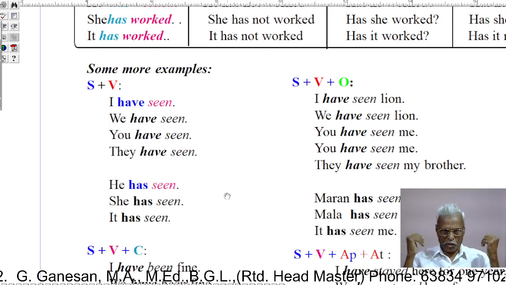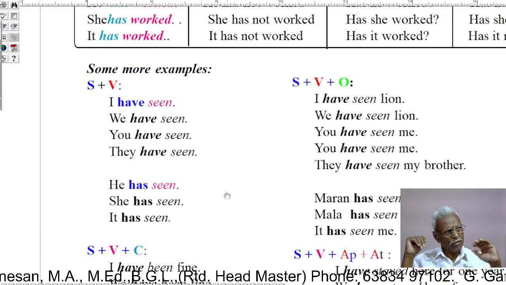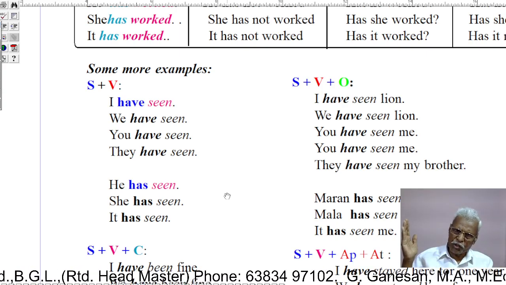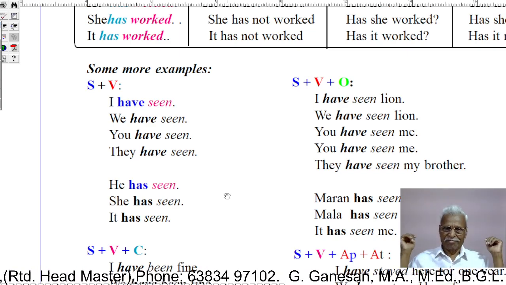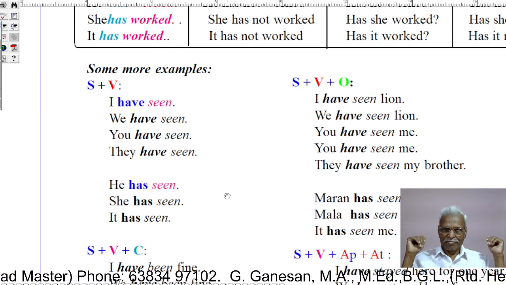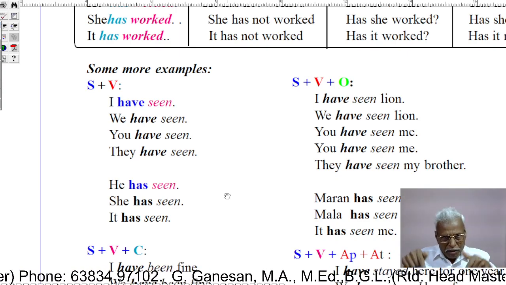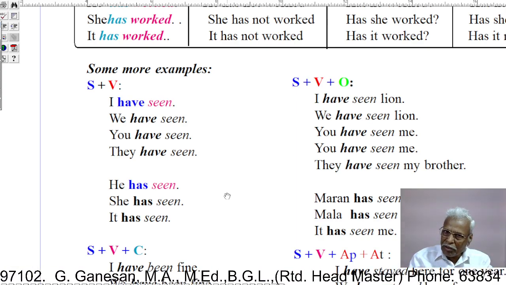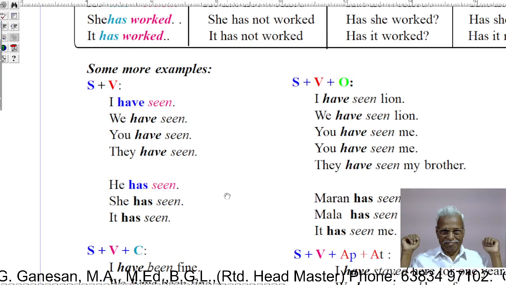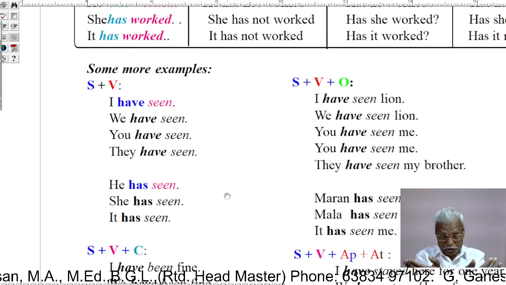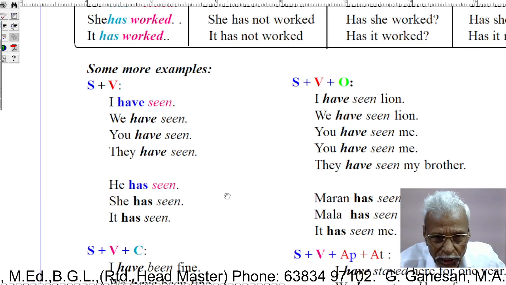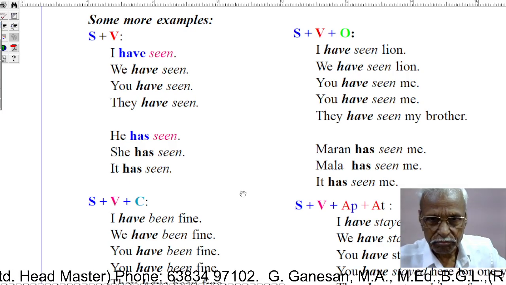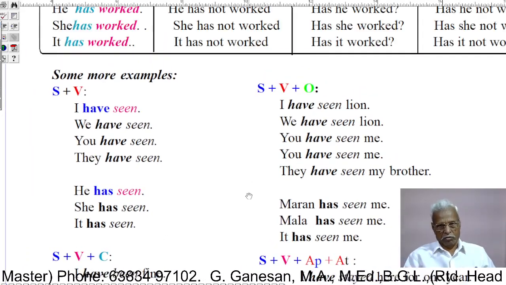So the first example is, I have seen. That is, I saw yesterday. Now I am saying, I have seen. We saw yesterday. Now you are telling, we have seen. You saw yesterday. Now I am telling, you have seen. They saw yesterday. Now I am telling, they have seen. Without telling, here we should not miss the time yesterday. Similarly, he has seen, she has seen, it has seen. Then the second pattern, SVO.